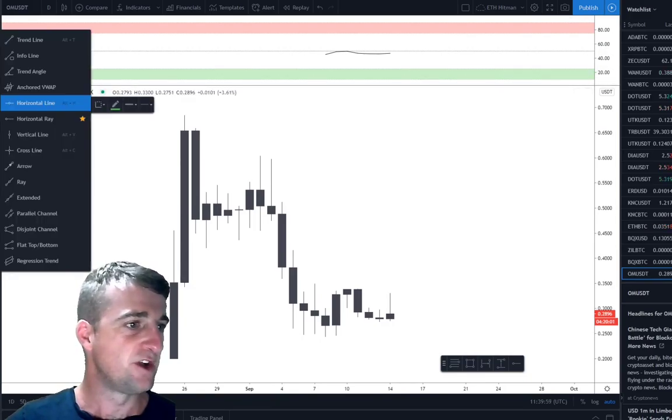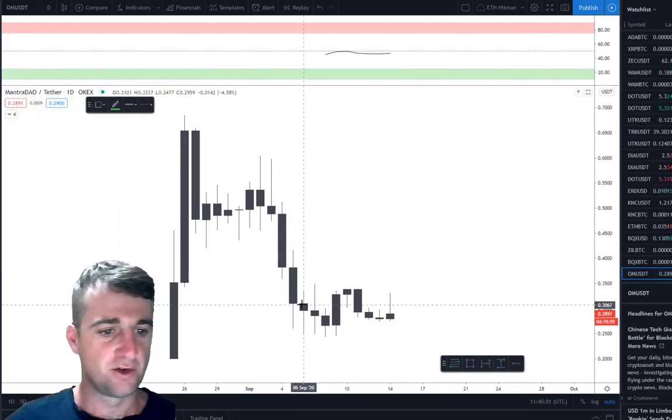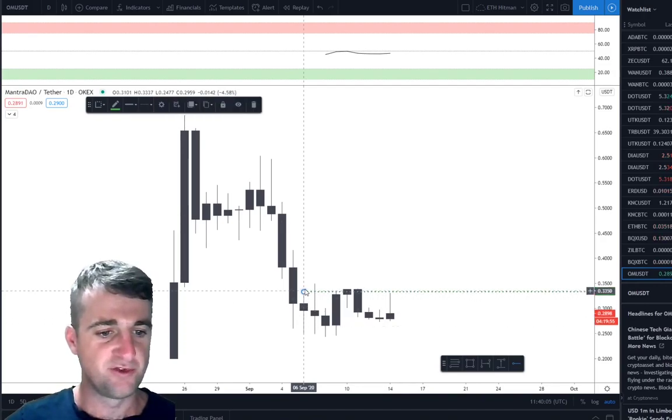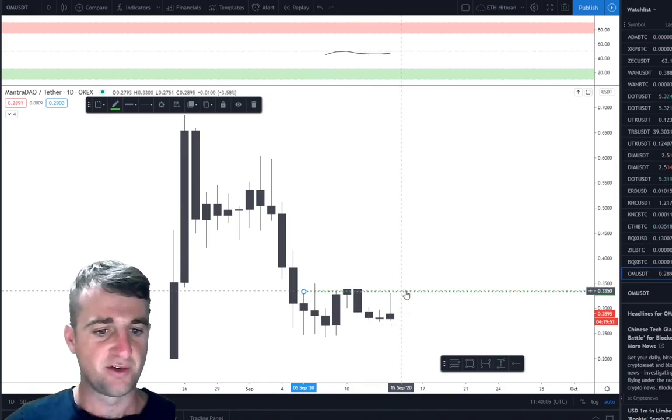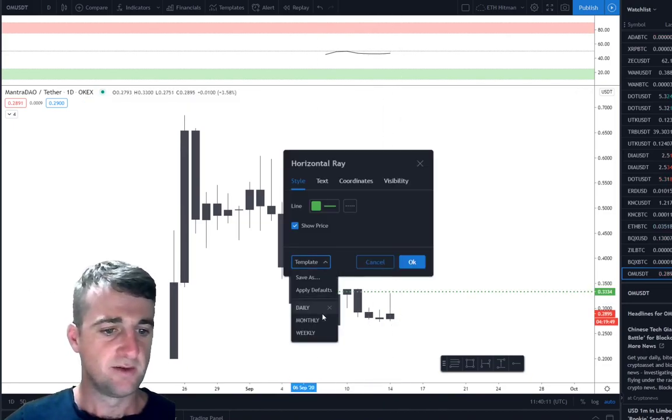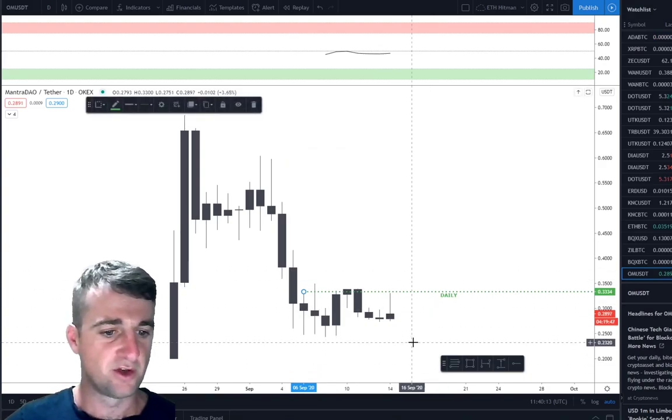So we just change that to my horizontal ray, and as you can see, this level looks quite a key area for me. We rejected off that area a couple of times, 1, 2, 3 times we rejected off that area, and we'll change that to a daily, and that just gives us a little bit of somewhere to go in the future.